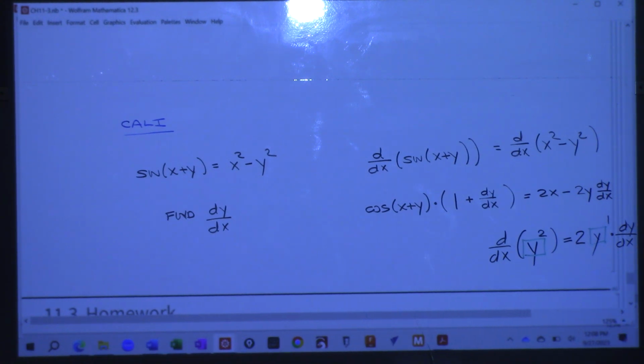I've got marker caps all over the place here. All right. Yes?